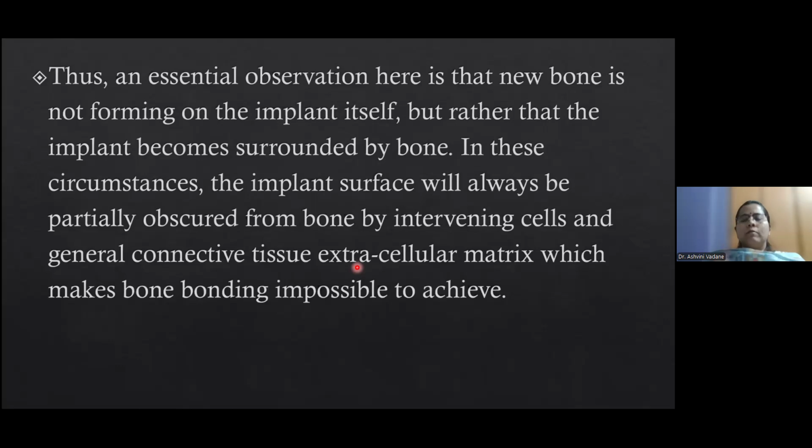Thus, an essential observation here is that new bone is not forming on the implant itself, but rather that the implant becomes surrounded by the bone. That's why it's called distance osteogenesis, because there is no contact. In these circumstances, the implant surface will always be partially obscured from bone by intervening cells and generally the connective tissue extracellular matrix, which makes bone bonding impossible to achieve.